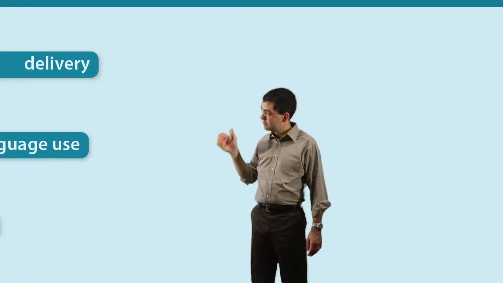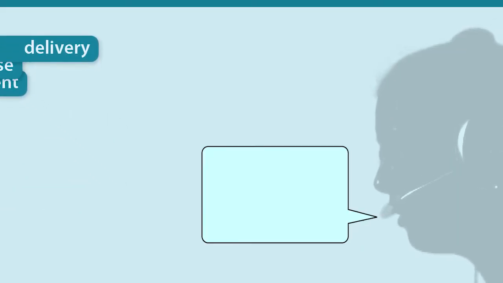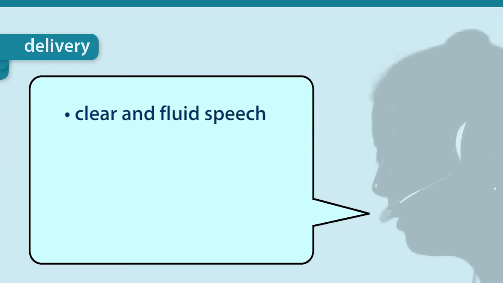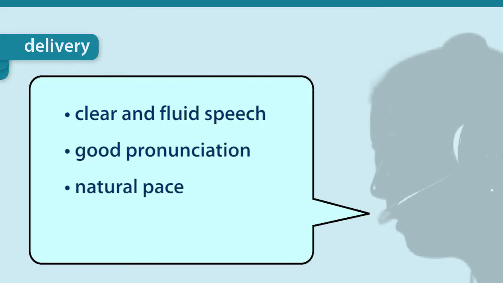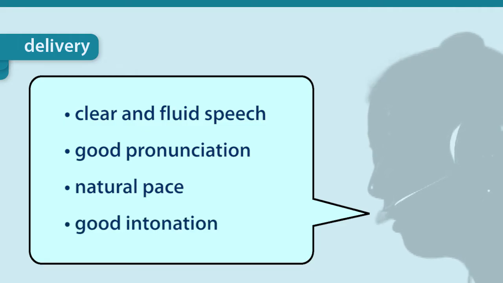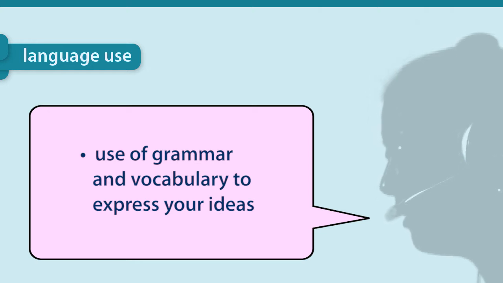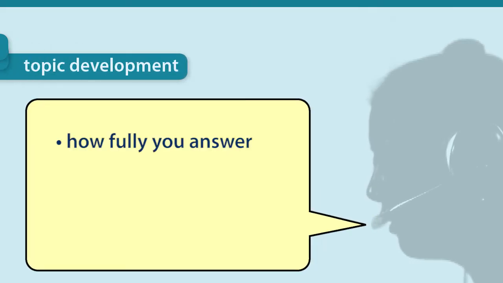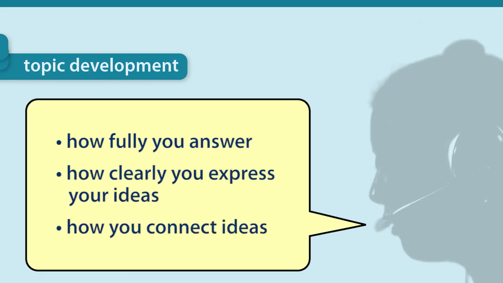Although there are some variations depending on the question, raters will be looking for three main things. First, delivery. Your speech needs to be clear and fluid, with good pronunciation. The pace or speed of your speech should be natural, and you should have good sounding intonation patterns. Second, language use. This is mainly how you use grammar and vocabulary to express your ideas. And third, topic development. This is mainly how fully you answer the question, how clearly you express your ideas, and how you can connect one idea to the next in a way that is easy to follow.